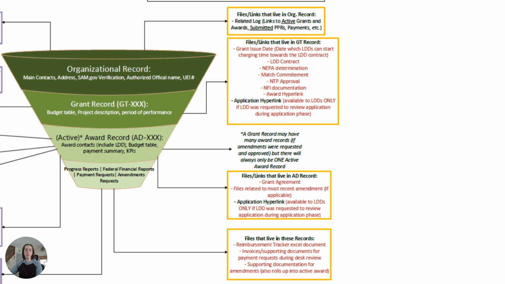You will also note that in the award records will be your most up-to-date grant agreement, any files relating to the most recent amendment, if that's applicable, and then also the files that are in the progress reports and reimbursement requests. Once an LDD has been requested to review those, they are able to see, edit, and access that.